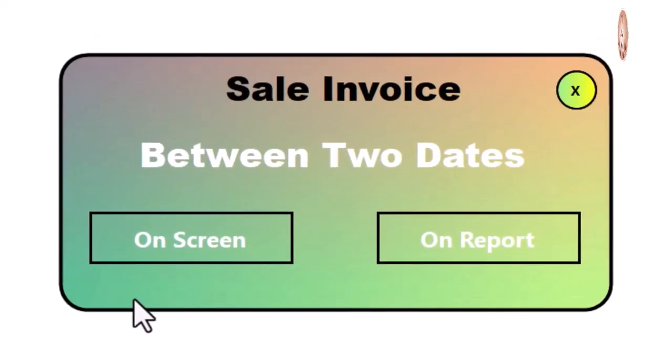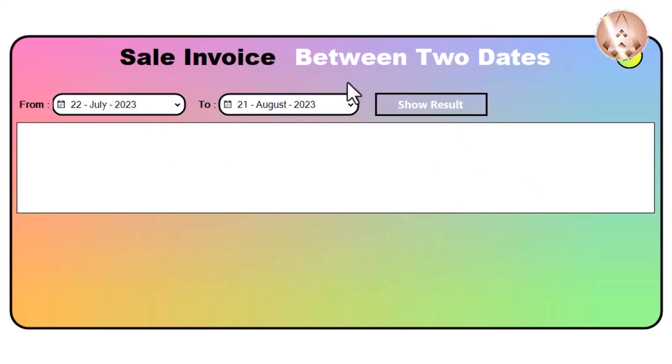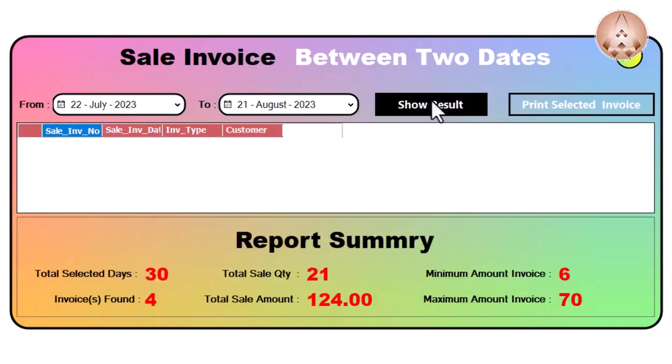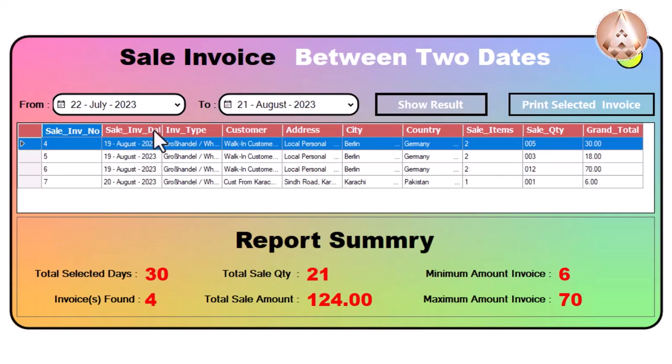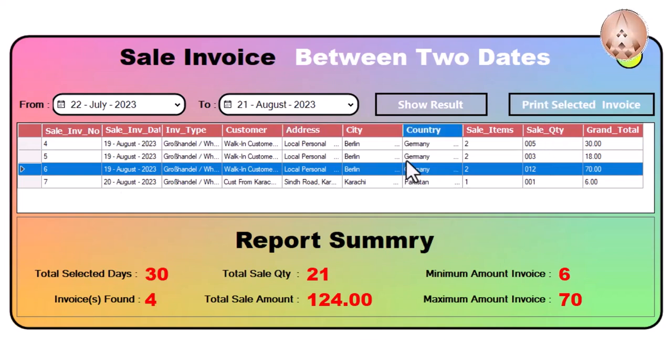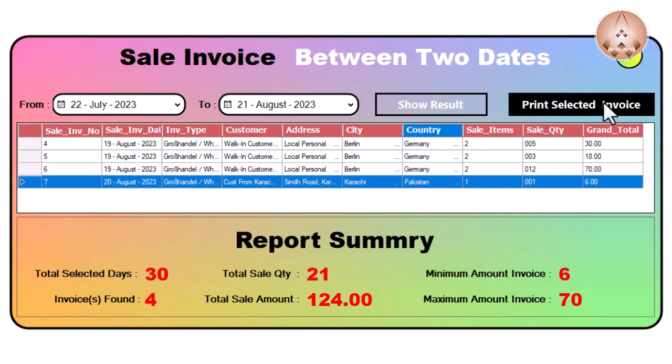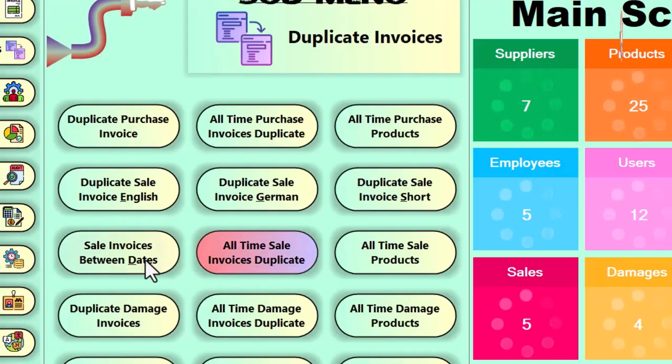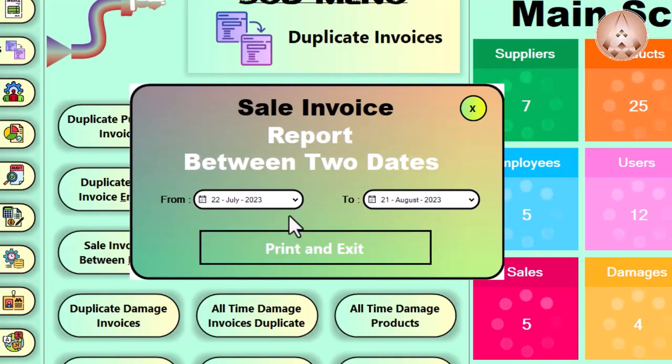The next is sale invoice between dates. If you click, a form appears, it asks you on screen or on a report. Suppose I click on screen, then see what happens. A form appears which has two date and time pickers, and then a show result button. Suppose I click on this, it will show you the result of sale invoices between these two dates. If I want to print some particular invoice, I should select that first, then click this print selected invoice button, then it will print. No, I don't want to print. Here the summary shows that total selected days are 30 and total sale quantity is 22, total invoices found are 4. So 4 invoices found in these 30 days and quantity is 21, sale amount is this, minimum is this, maximum is this. So this is on screen. And if I click on report, then the same thing will be printed if you want to print.